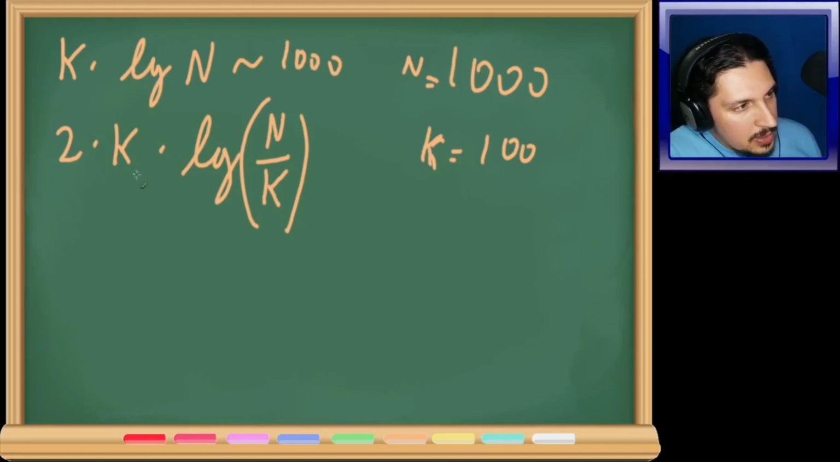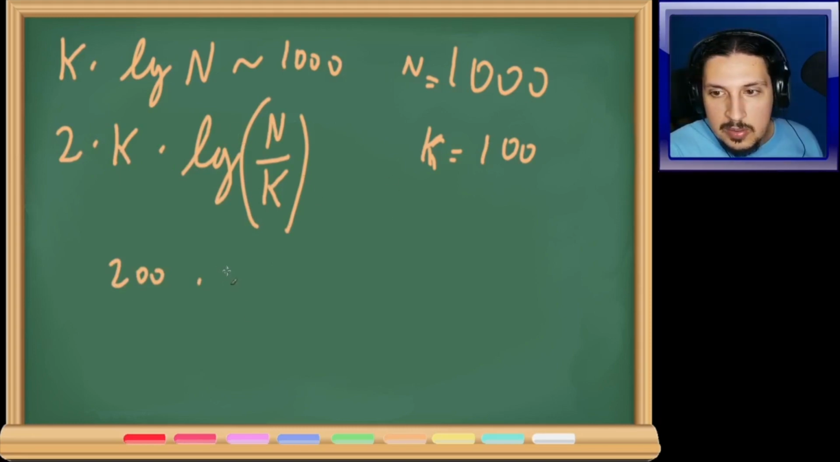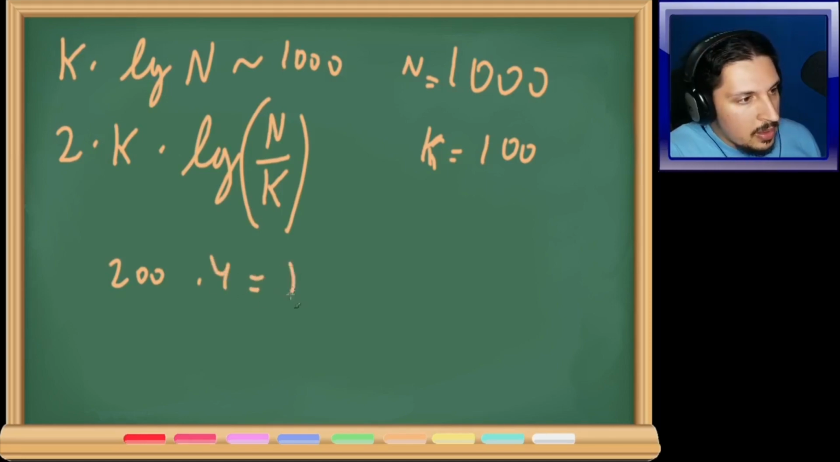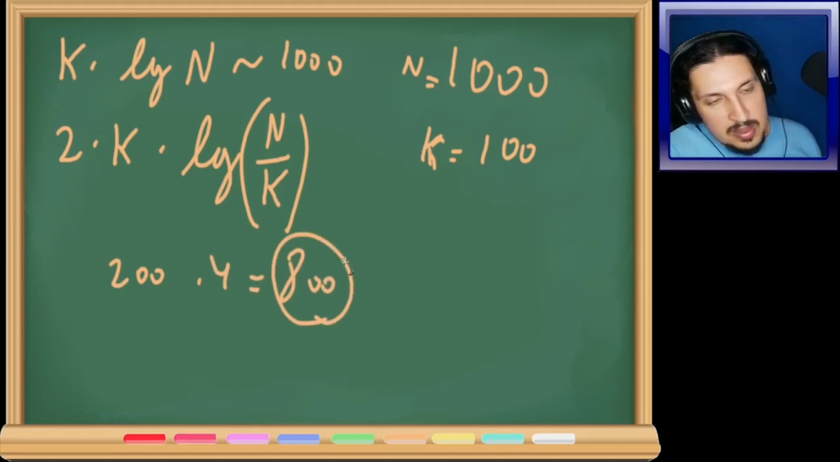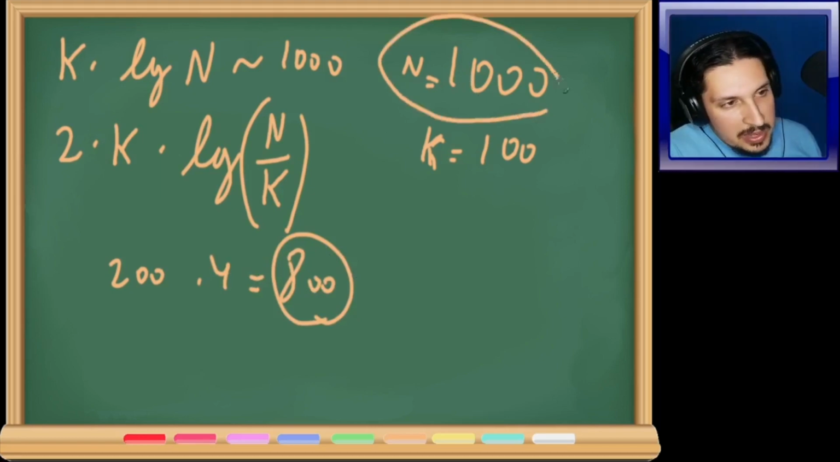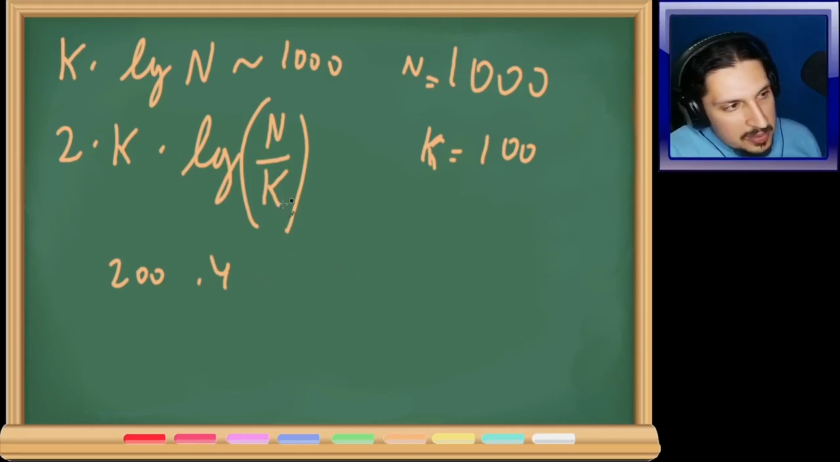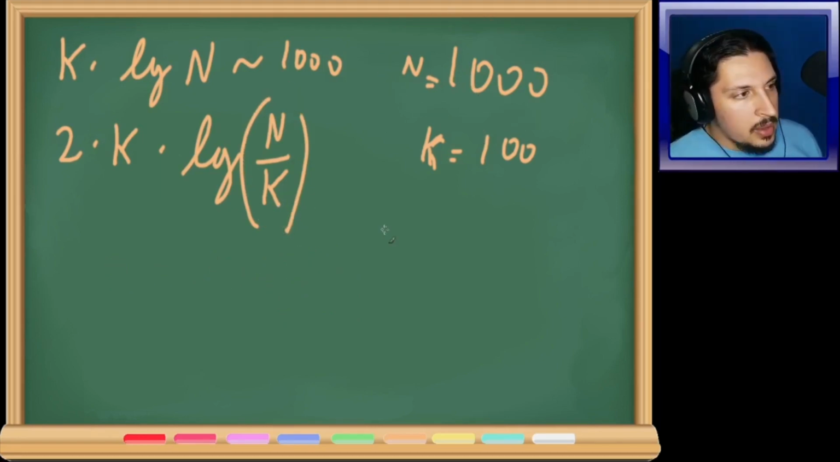But now this one is doing 2 times k, 200, times the log of 10, which is like, how much is the log of 10? 4, let's say, 800. So it's gained something. And if n is very, very large, it depends on the ratios of n and k. How do we improve it?